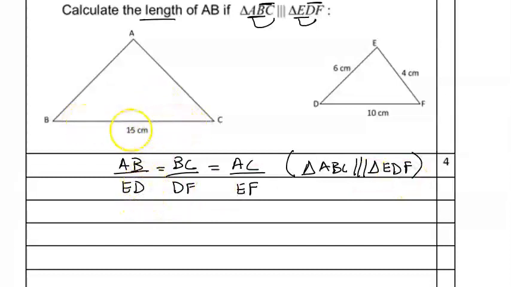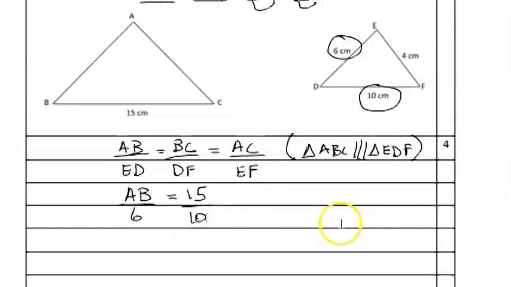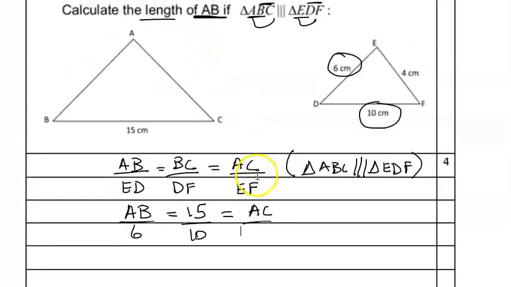Now let's fill in all the information that we have on our diagram. BC is 15. So let's look at it very closely. AB, we don't have a measurement for AB. They want us to actually find AB. ED is 6, so we'll write that down. It equals BC, which is 15, and DF is 10. Now AC doesn't have a measurement, so I'm not going to write anything down for AC, and EF is 4.